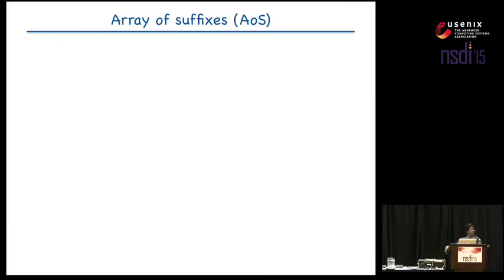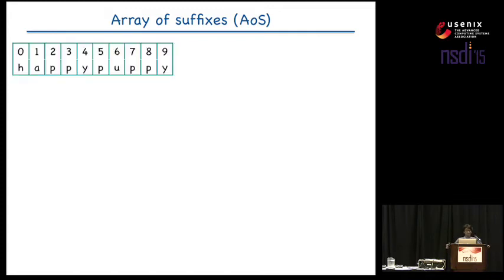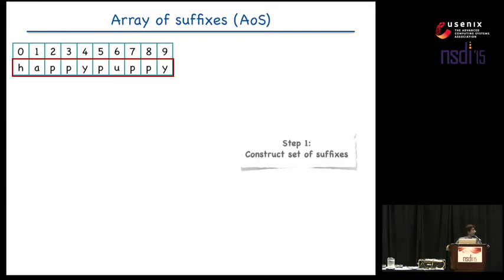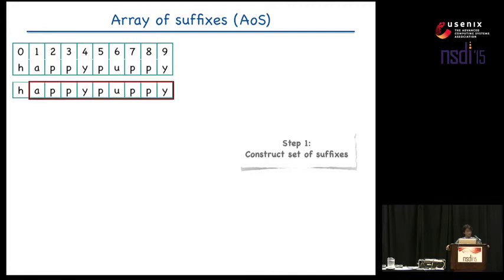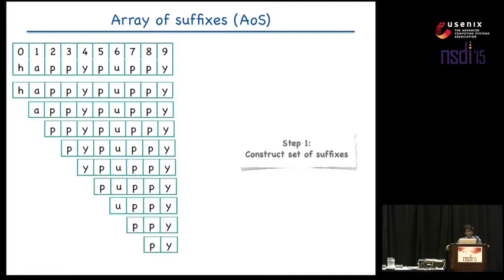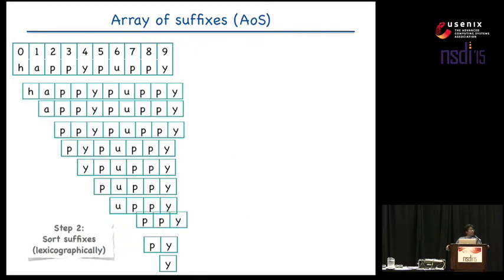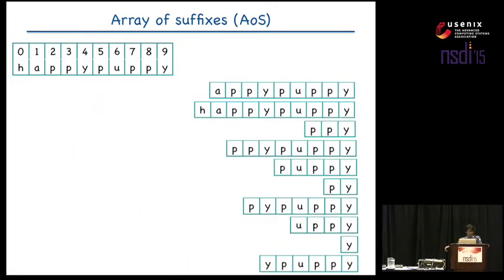The first array is something that we are going to call array of suffixes. Suppose I have this input file. The first line in the file is just showing the index into the file, and happy puppy is my file. What Succinct does is, it first constructs the set of suffixes in your input file. Essentially, the first suffix is the entire string, and it constructs the entire set of suffixes. The second thing it does is it sorts these suffixes lexicographically. Okay, so this sorted set of suffixes is something that I'm going to call array of suffixes.